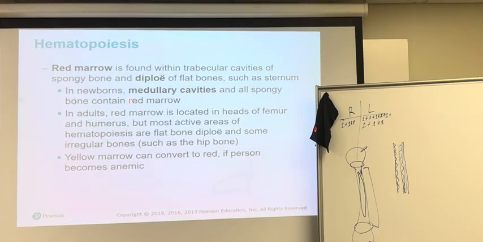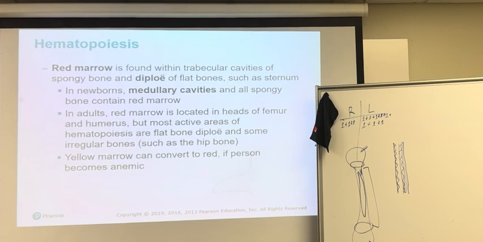Now let's talk about the red marrow. Why is red marrow so important? Because this is the marrow which gives rise to all the blood cells in our body, which is responsible for hematopoiesis. Red marrow is found within the trabecular cavities of spongy bone and the diploe of flat bones such as the sternum. In newborns, medullary cavities and all spongy bone contain red marrow. In adults, red marrow is located in the head of the femur and humerus, but the most active areas of hematopoiesis are the flat bone diploe and some irregular bones like the hip bone. Actually, the hip bone produces the most.